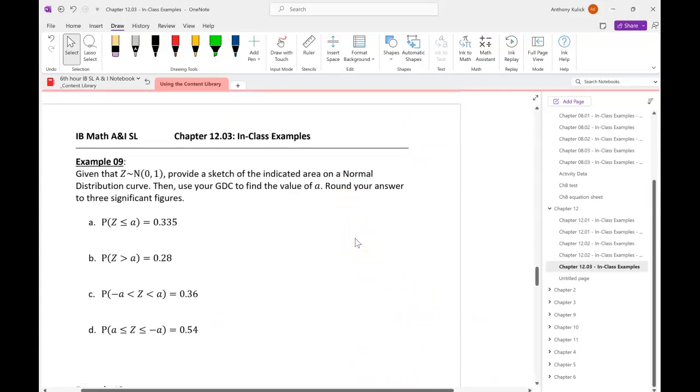Let's take a look at one of these. So it says, given a standard normal distribution, N(0,1), provide a sketch of the indicated area on a normal distribution curve, then use your GDC to find the value of A. Round to 3 sig figs. So notice here, this is a different question, right? We're given the probability and we're asking for the score or the measurement.